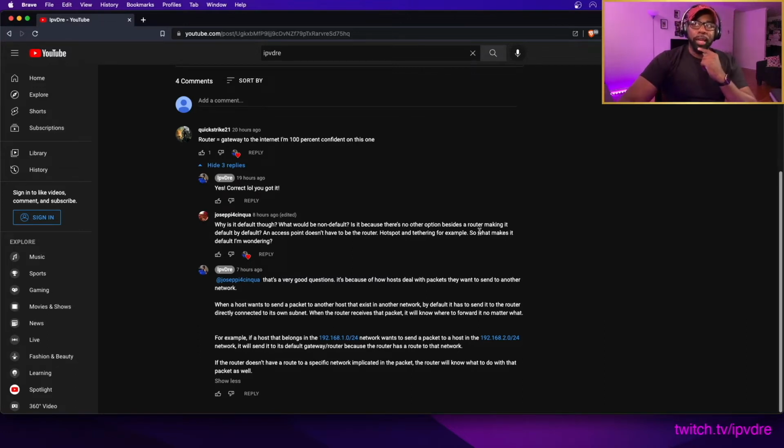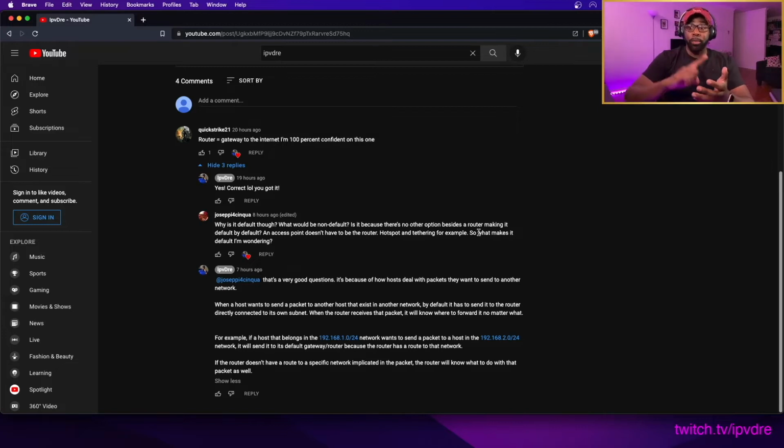I guess what would be non-default is the switch that's responsible or allowed to send packets between hosts in the same VLAN, right? So remember, layer 2 switches only deal with layer 2. So a host wants to send a packet to a host that exists on the same VLAN. It sends it to the switch, and the switch sends it to the host that's on the same VLAN. I guess that would be non-default.